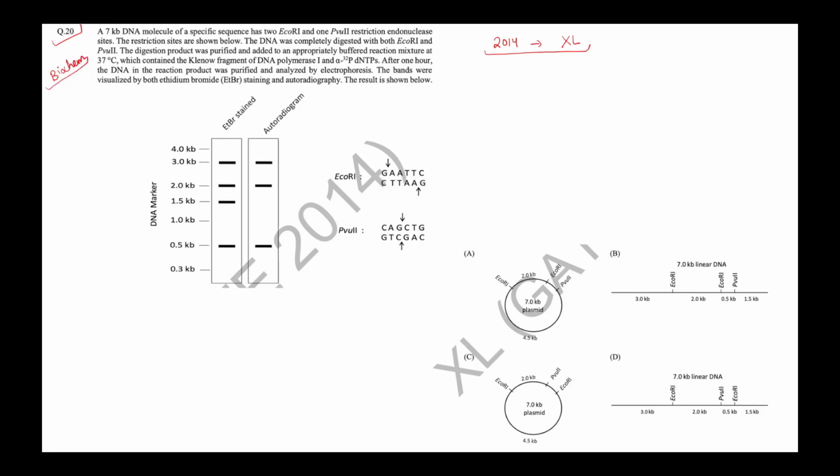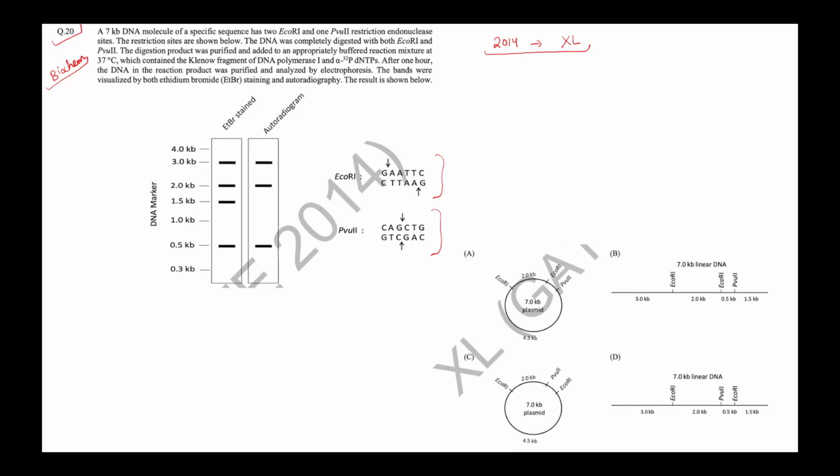So this question states that a 7 kb DNA molecule of a specific sequence has 2 EcoR1 and 1 PvuII restriction endonuclease sites. So restriction endonuclease sites are given in a 7 kb DNA molecule. The restriction sites are shown below. So these are the restriction sites which they have given. The DNA was completely digested with both EcoR1 and PvuII.